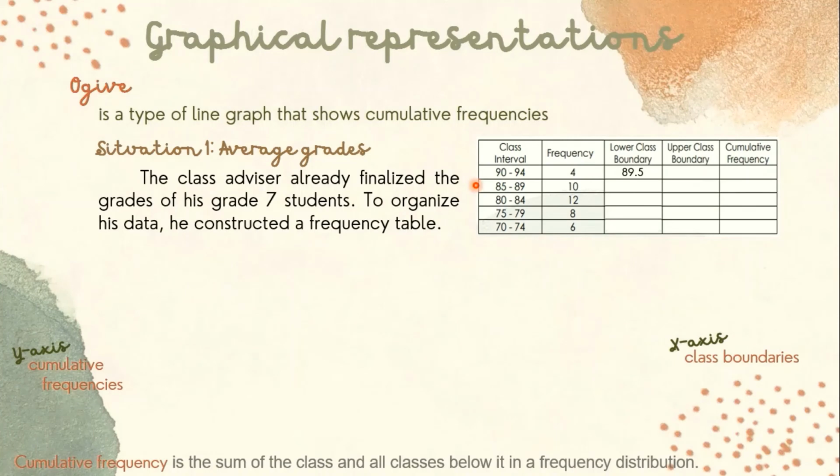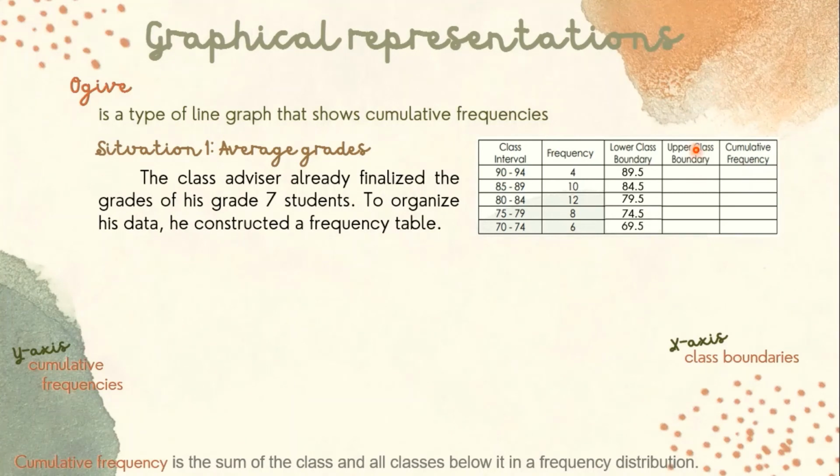Next, 85 ang ating lower class limit ng class interval 85 to 89. Subtract 0.5, magiging 84.5. Ang 79.5 ay galing naman sa 80 minus 0.5. 74.5 is the result of 75 minus 0.5. And lastly, para sa ating class interval na 70 to 74, 69.5 ang result ng 70 minus 0.5.